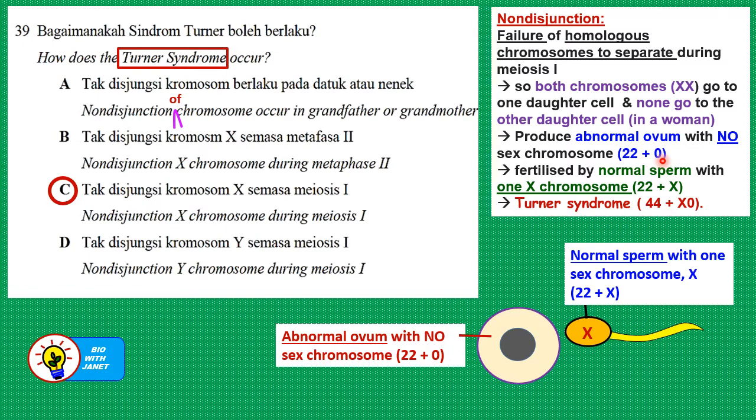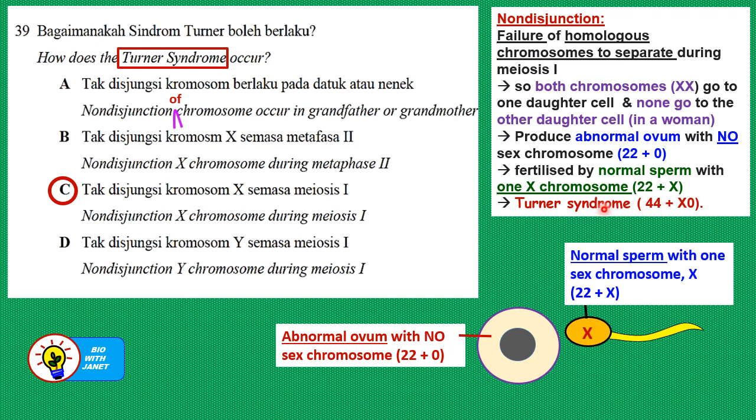Okay. Now, if this abnormal ovum, with the total chromosomes 22 plus 0, is fertilized by a normal sperm. So normal sperm can have 1 X chromosome or 1 Y chromosome. But in this case, we take the normal sperm with 1 X chromosome, 22 plus X. So when these 2 gametes fuse together, the abnormal ovum and the normal sperm, we will get an individual with 22 plus 22, so 44 autosomes, and then 1 sex chromosome, so XO. And this produces the child with Turner syndrome. Okay, as seen in this picture here, abnormal ovum with no sex chromosome, 22 plus 0, fuses with a normal sperm with 1 sex chromosome X. Then Turner syndrome child is born.